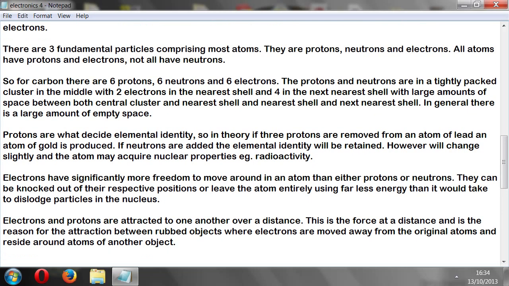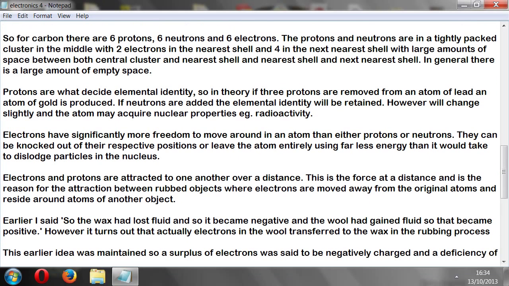Okay, so electrons and protons attract one another over a distance. This is the force at a distance. This force at a distance is the electrons and the protons being attracted to each other. The process involves electrons being moved away from the original atoms and residing around the atoms of another object. Like I was saying earlier, the wax lost the fluid and so it became negative, and the wool gained fluid so it became positive.